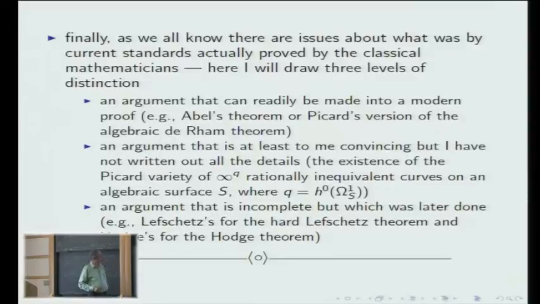Finally, as we all know, classically there were issues about what by modern standards was proved and not proved. Here I draw three distinctions. One is an argument that can be readily made into a modern proof, Abel's proof of Abel's theorem, for example, or Picard's version of the algebraic de Rham theorem. Then an argument that, at least to me, is convincing, but is not written out in detail. I've never written it out. For example, Picard's proof of the existence of a family of rational curves parameterized by what is now the Picard variety on a surface. And finally, an argument that's incomplete, but was later done by other methods: Lefschetz's proof of the hard Lefschetz theorem and Hodge's original proof of the Hodge theorem. So I'll explain that.